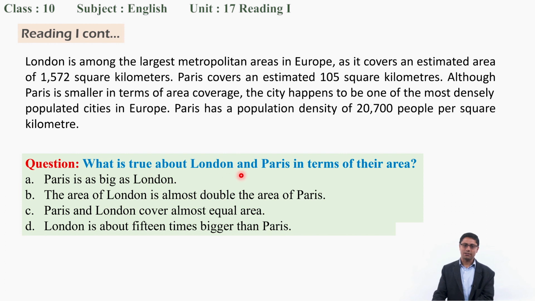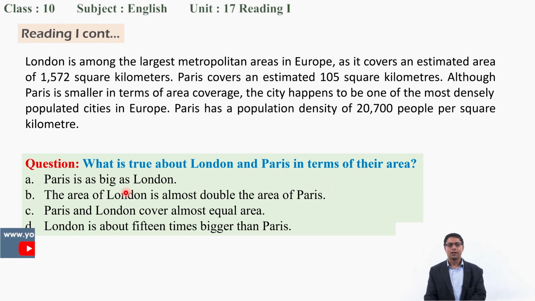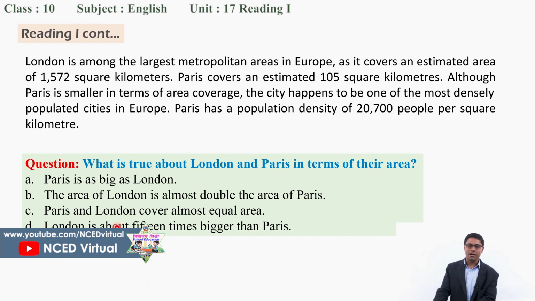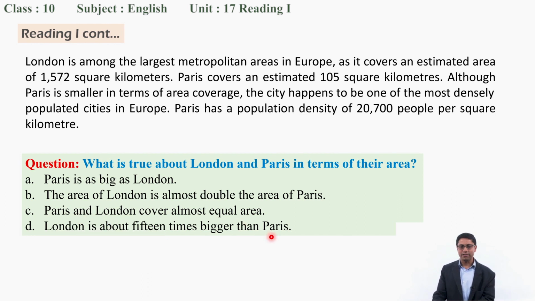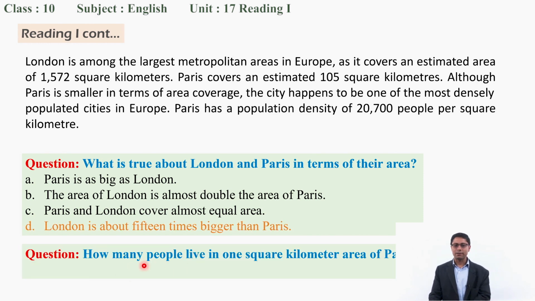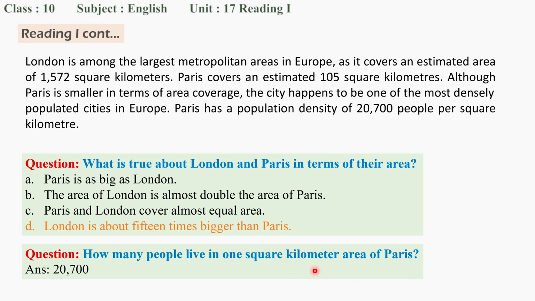What is true about London and Paris in terms of their area? Did you find out? Okay, exactly. London is about 15 times bigger than Paris. That's good. Okay, that's the right answer. Now, the next question was, how many people live in 1 square kilometer area of Paris? Then, can you say the number? Okay, it's 20,700. That's good.